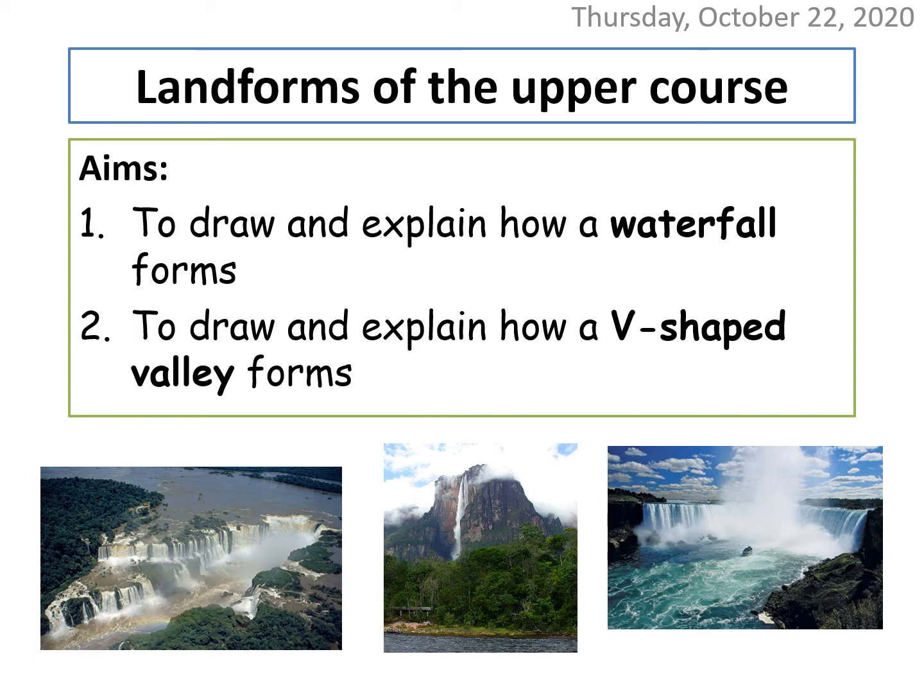Today we're going to learn about rivers, namely the processes and features that occur in the upper course of a river: erosion and transportation processes which lead to the creation and formation of the amazing V-shaped valley and waterfall.